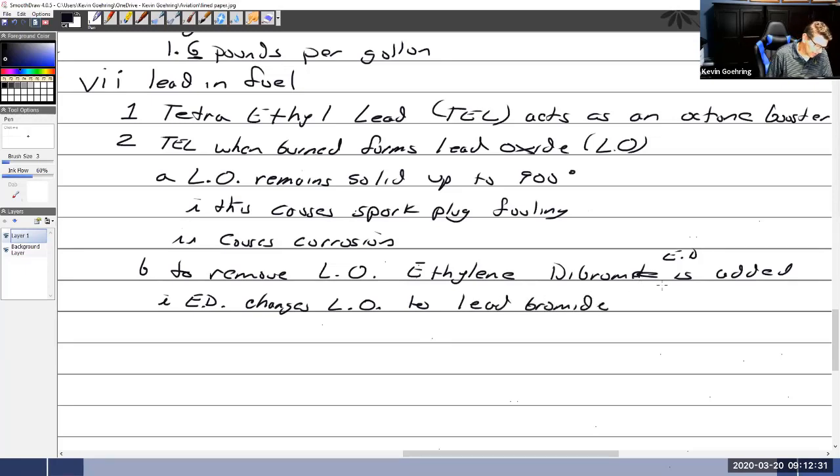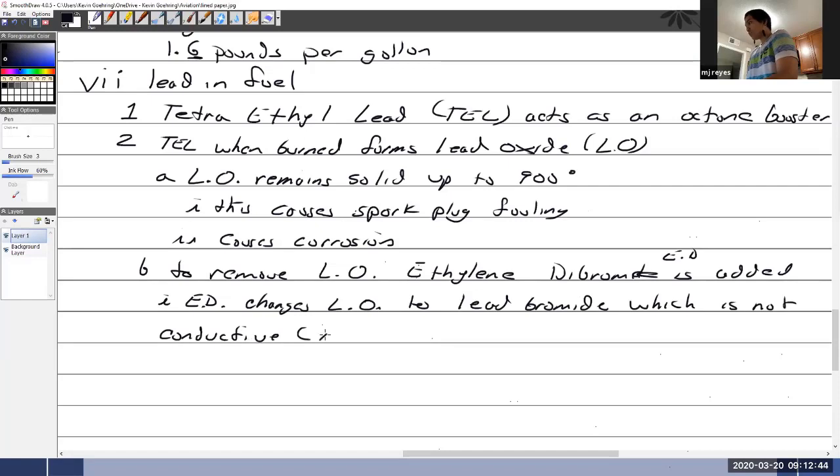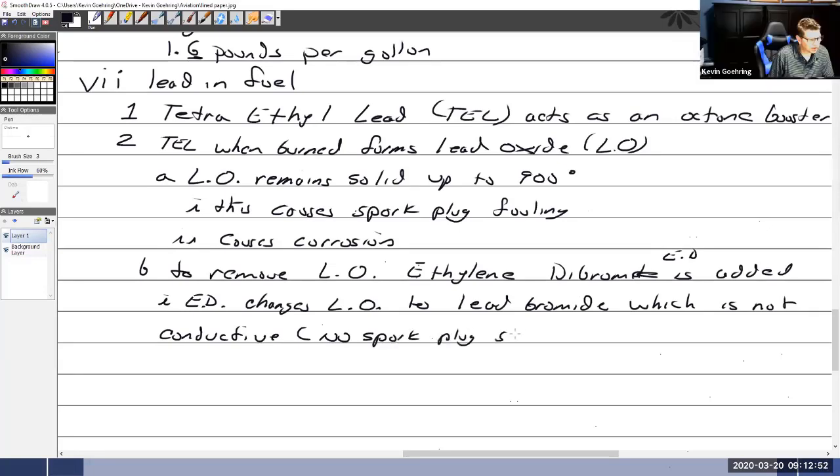which is not conductive. Every time I get in this, I think, why am I doing all this? Why do I care about that? You don't want to short out the spark plug. There you go. You don't want to short it out. So no spark plug shorting. But we're right back to the same place.